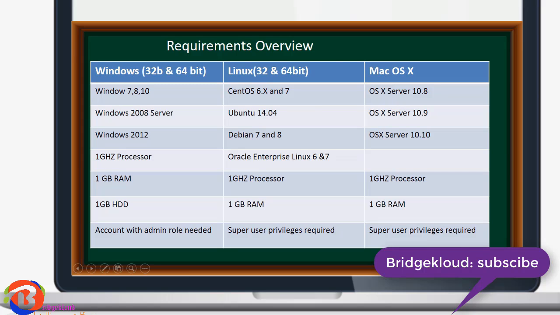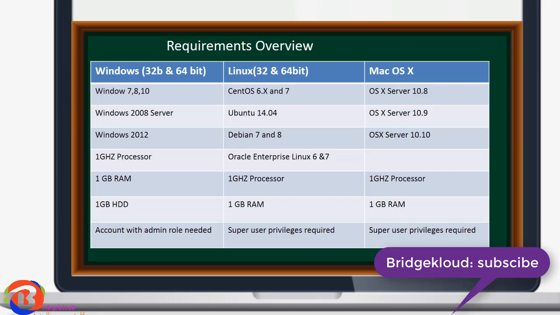For Linux, if you are running a Linux 32 or 64-bit, these are the operating systems you can use: CentOS 6.x and 7, Ubuntu 14.04, Debian 7 and 8, Oracle Enterprise Linux 6 and 7, and again, a minimum of 1 gigahertz processor speed is required, and 1 gigabyte RAM. You need to have a super user privilege on an account before you can perform the installation.